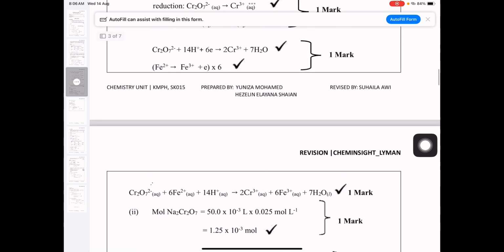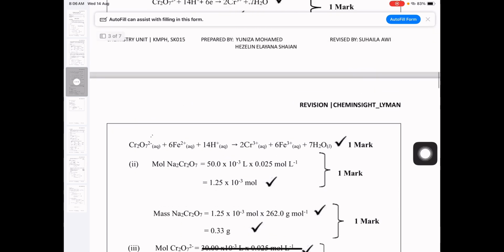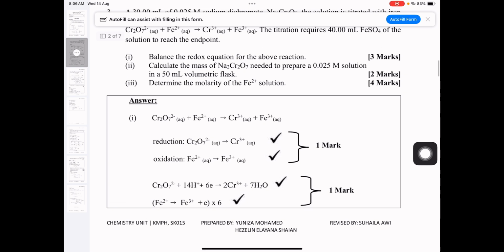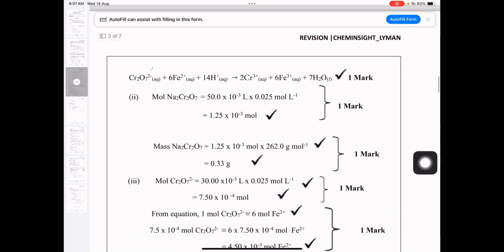Okay, and then number 2, calculate. The question is to calculate the mass of sodium dichromate needed to prepare the solution. So we first calculate the number of mole of sodium dichromate based on concentration and volume. So we got 1.25 times 10 to the power of negative 3 mole. So 1 mark for the correct number of mole for sodium dichromate.